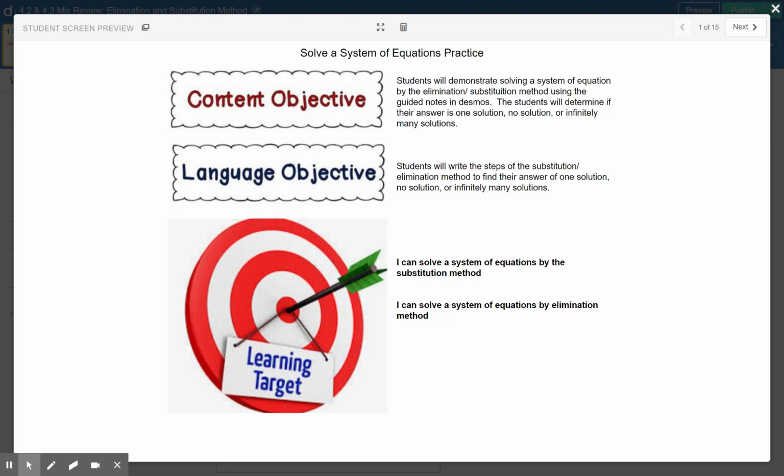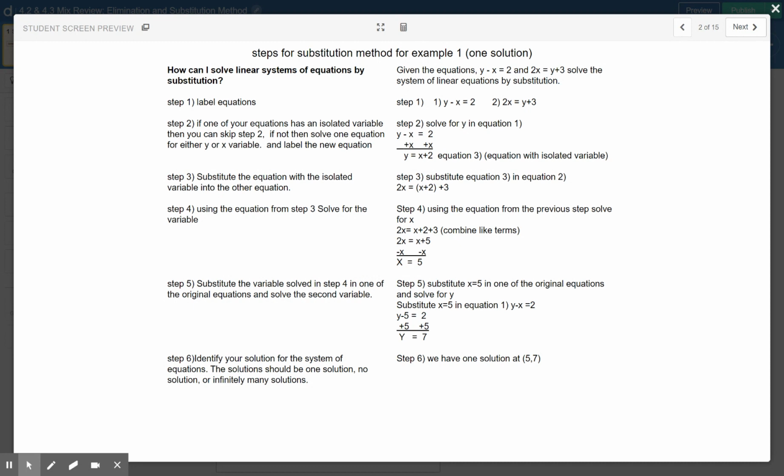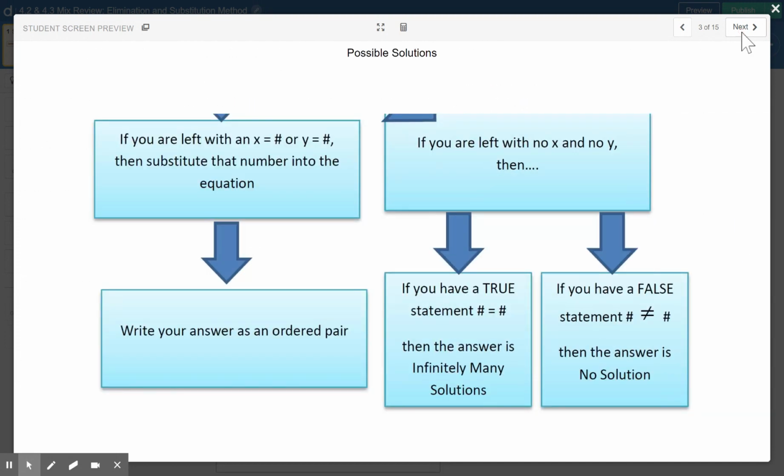The two learning targets: I can solve a system of equations by the substitution method, and I can solve a system of equations by the elimination method. We attached this slide to remind you of the steps for substitution. This one is given for one solution, but notice step 6: you can decide if it's one solution, no solution, or infinitely many, based on your outcome.